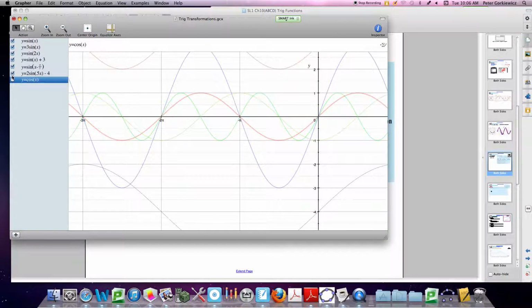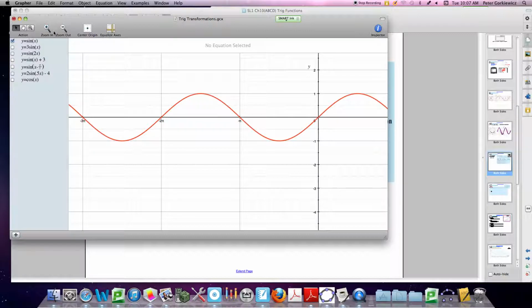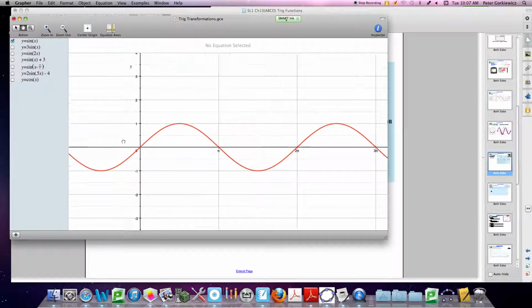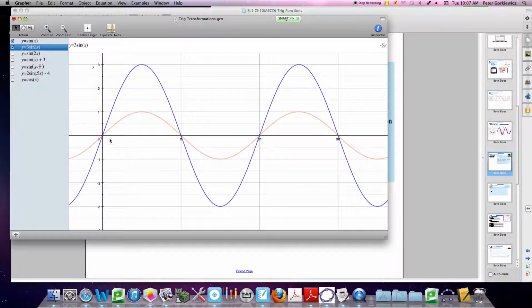Let's turn these off. So here is just plain old boring sine of x, right? Starts at 0, goes up to 1 at pi halves, comes back down to 0 at pi, and at 2 pi it goes back to 0 after it bottoms out at 3 pi halves. Cool? So if you multiply something in front of it, like 3, this guy looks like that, right?